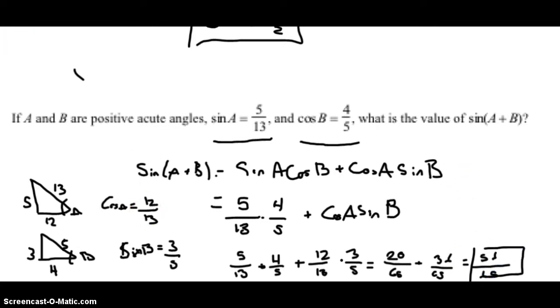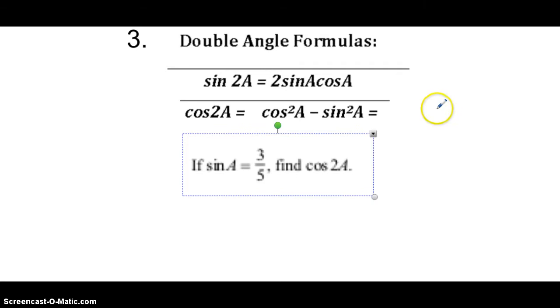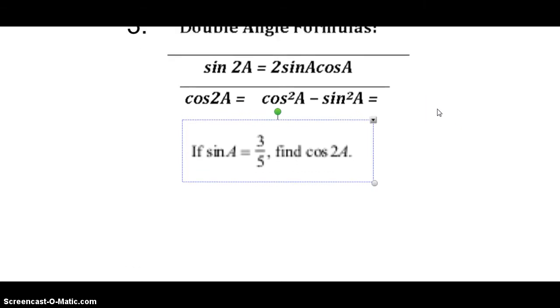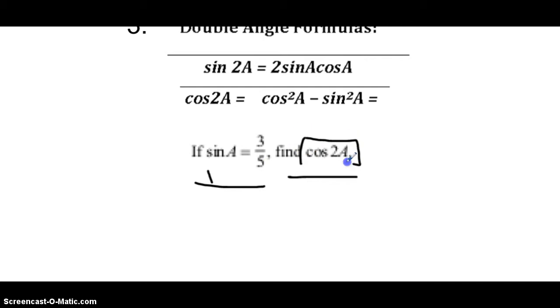All right, let's do double and half. If we're doing the double of this one, we know the sine of A is 3 over 5. We want to find the cosine of 2A. Well, this is really just plugging into this formula. Like I said in class, if you see the cosine of 2A, what are you going to do? Just look for the formula and plug in. It's that simple.